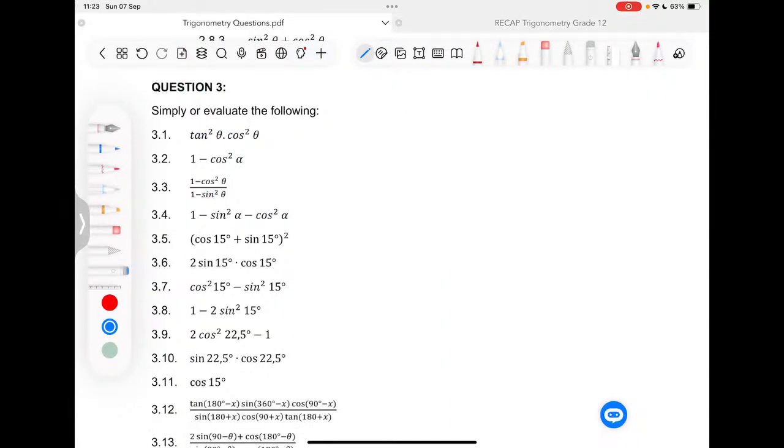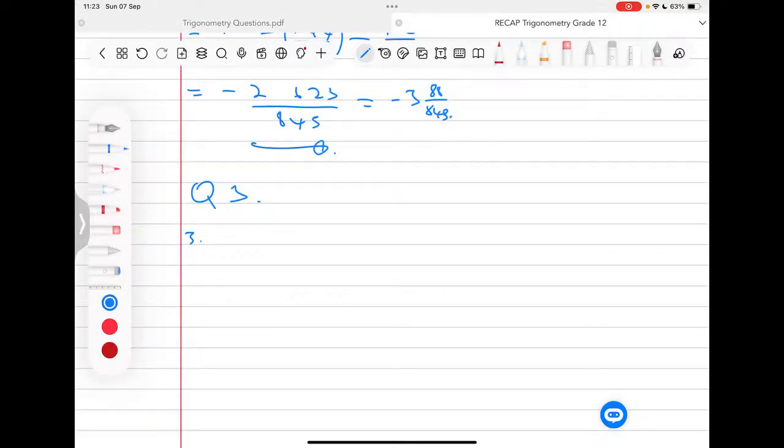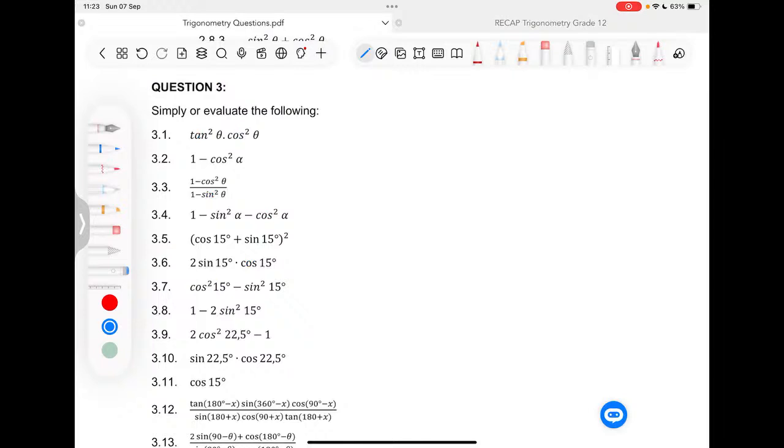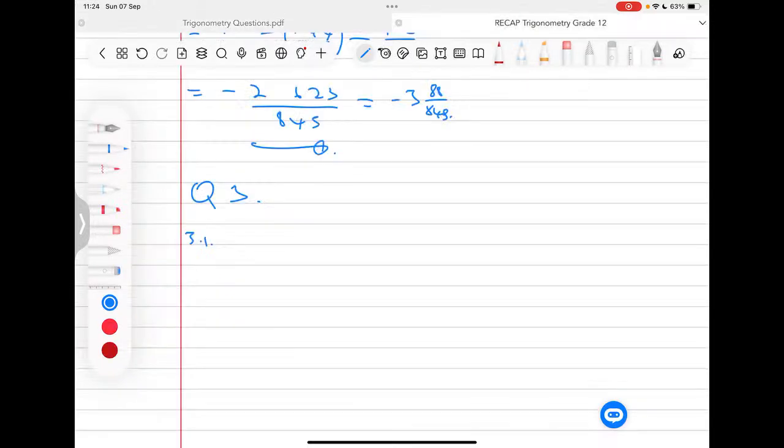And then in question 3 here, we have questions where we are required to simplify, right? So they say simplify or evaluate the following. Now, let's look at this. So now here we are on 3.1, and we are given tan squared theta times cos squared theta, right?